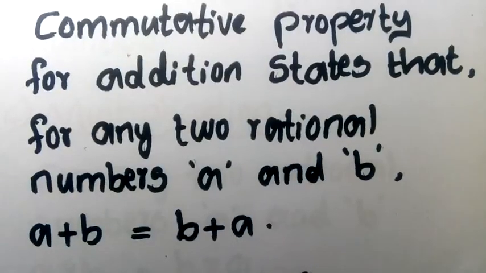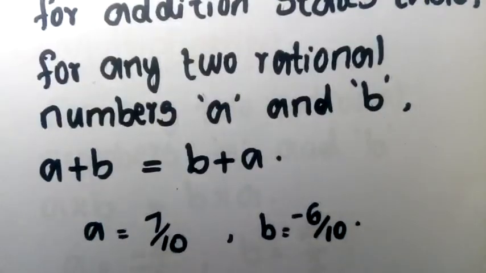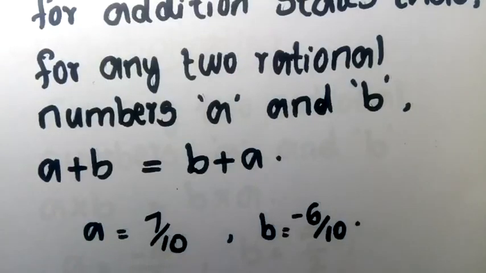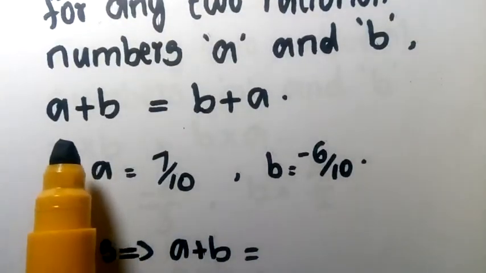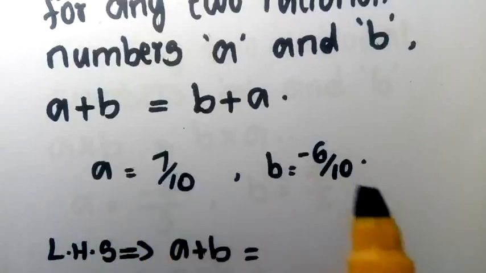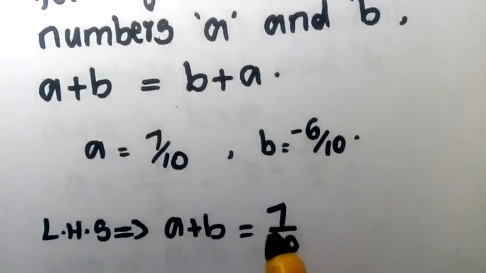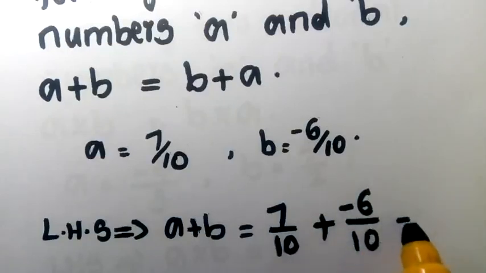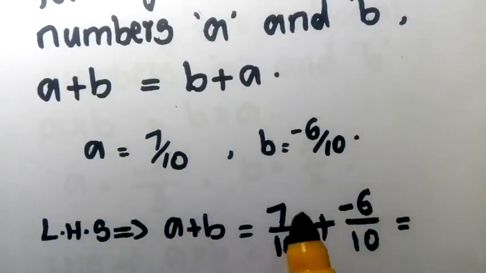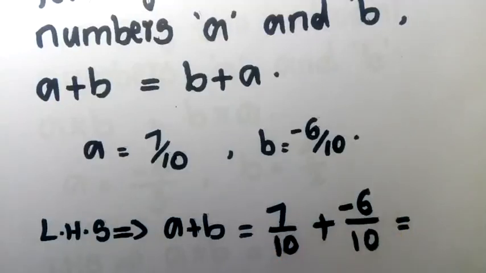Let us take a is equal to 7 by 10 and b is equal to minus 6 by 10. You can take any rational number. First, LHS. The LHS is a plus b. So we have a is equal to 7 by 10 plus b, b is equal to minus 6 by 10. Here the denominators are same. So only add the numerators and keep the denominator as same in the answer also. So in the numerator we have 7 plus minus 6.